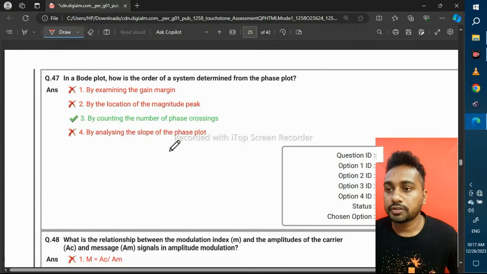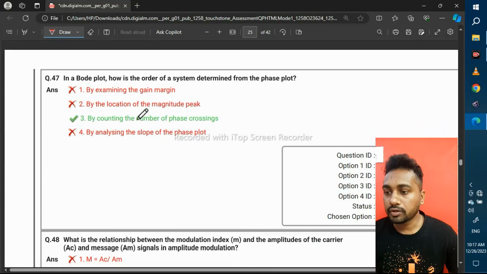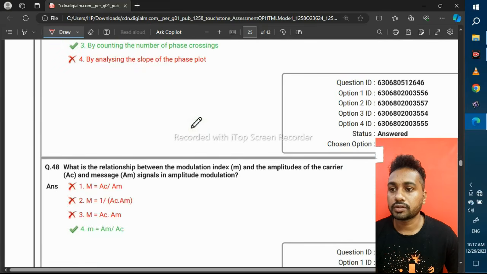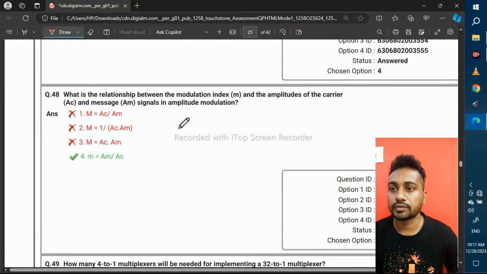In a Bode plot, how is the order of a system determined from the phase plot? By counting the number of phase crossings. This is a one liner question and answer only.